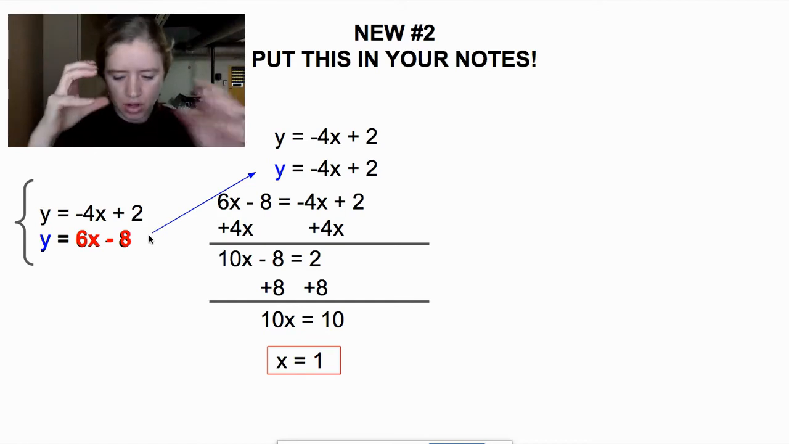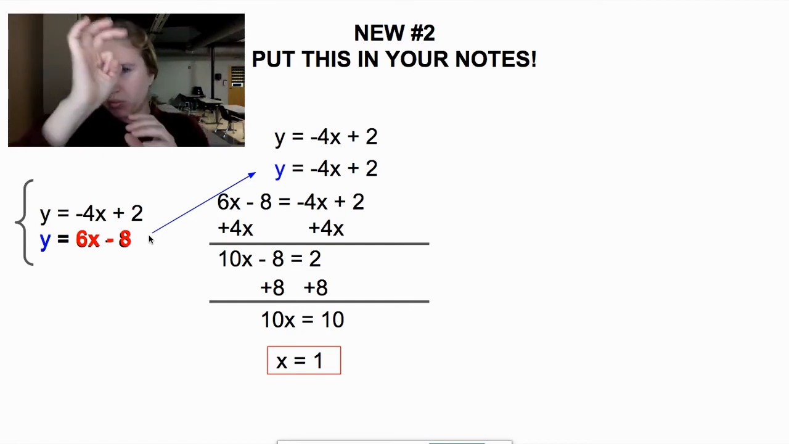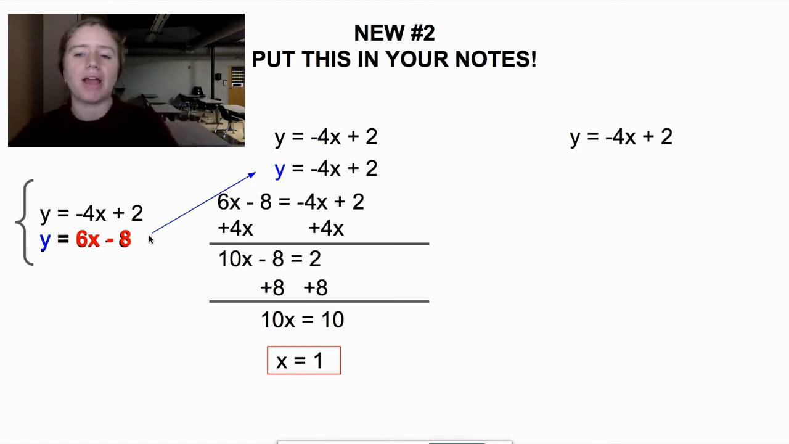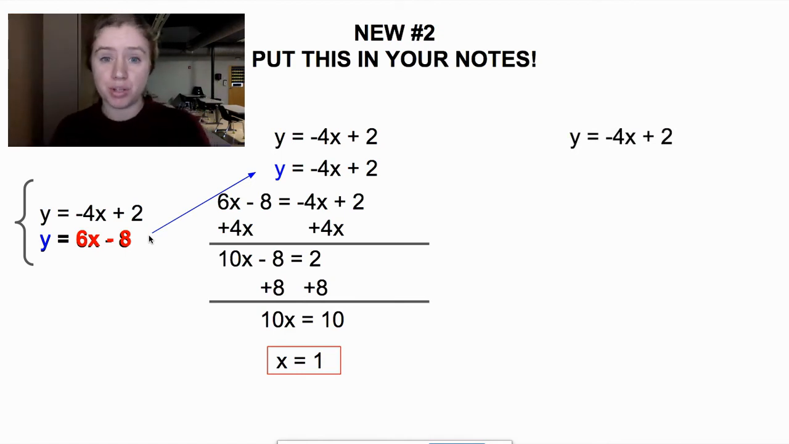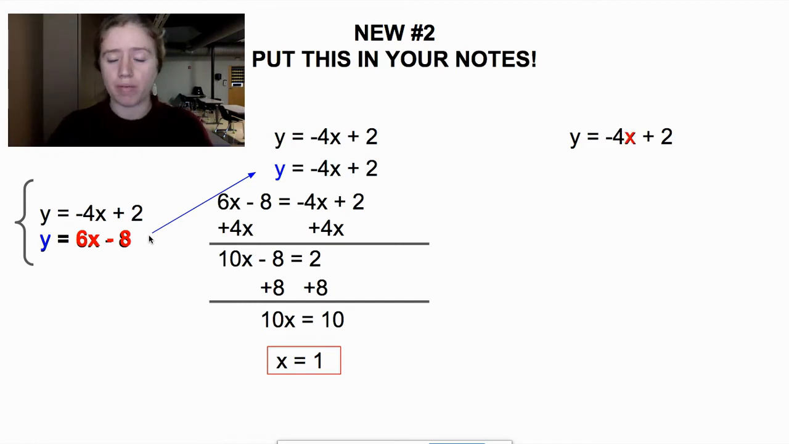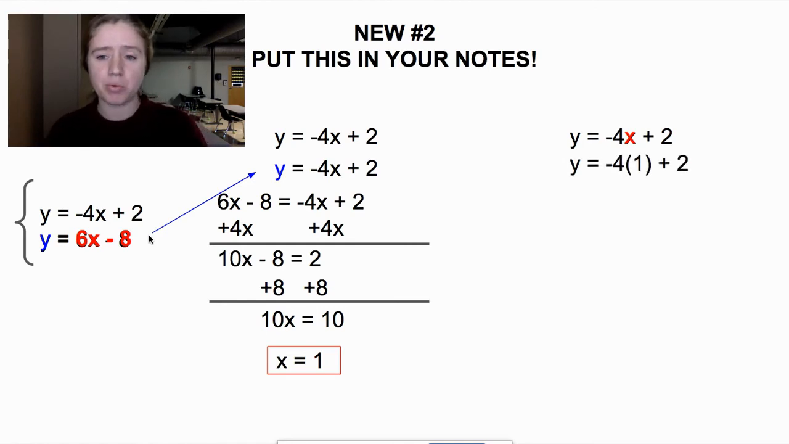Again, we're looking for that coordinate point. That is the point where these two lines cross. I know that x equals 1. I need to solve what will y equal. So I'm going to take that equation first. We got y equals negative 4x plus 2. We're going to replace the x with what we just solved as the answer, which is 1. So I'm going to replace the x with 1.